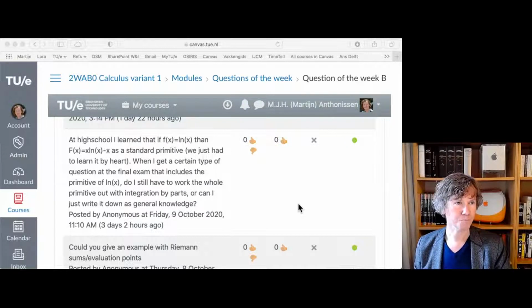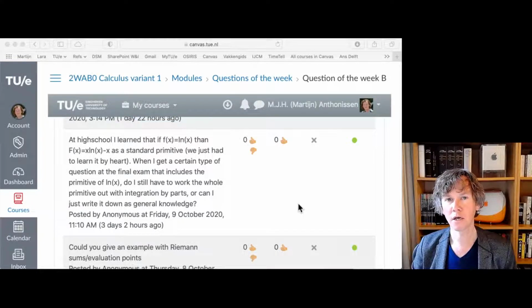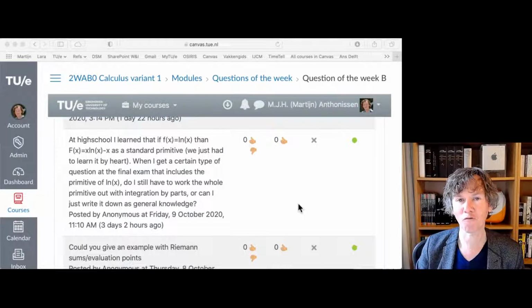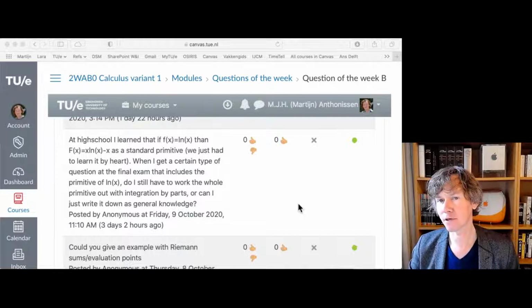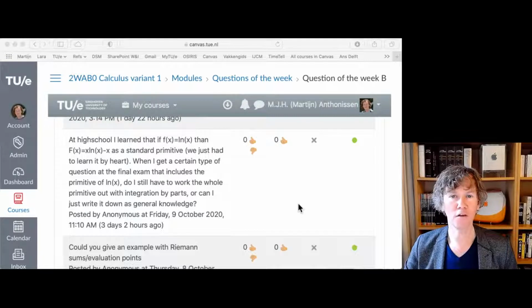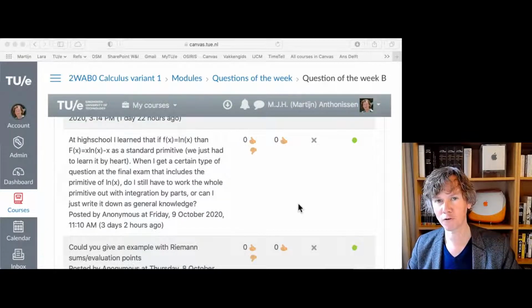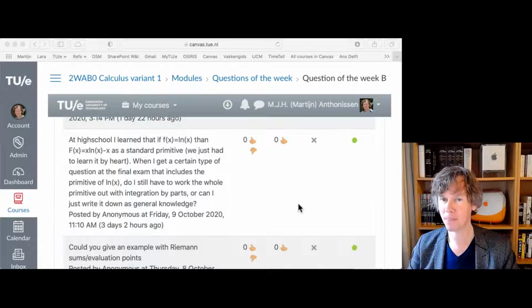So basically what we want to see during the test is that you did not cheat and did not get the answer from the internet, a friend, your textbook or whatever. But if you say, well, I know this holds true because I learned it in high school, or because if I differentiate, then I get the ln function, I know this antiderivative, then it's okay, then it's fine, then you can use that.